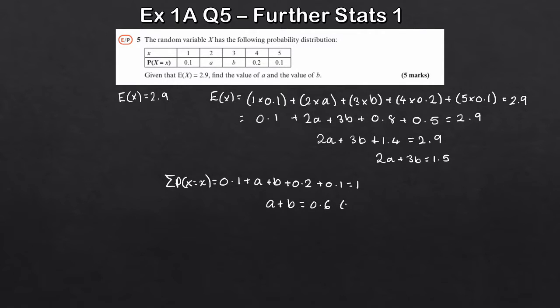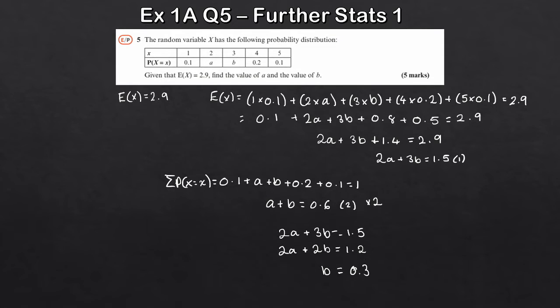So now I've got two equations, equation 2 and equation 1, and I'm just going to solve these simultaneously. So I'm going to multiply equation 2 by 2. I'm going to get 2a plus 3b is equal to 1.5, changing nothing with that one, times equation 2 by 2, so make sure you multiply everything, 2a plus 2b is equal to 1.2. Because these coefficients of the a now match, we can start solving. So I'll be subtracting here, so 3b minus 2b gives me b, 1.5 minus 1.2 gives me 0.3.